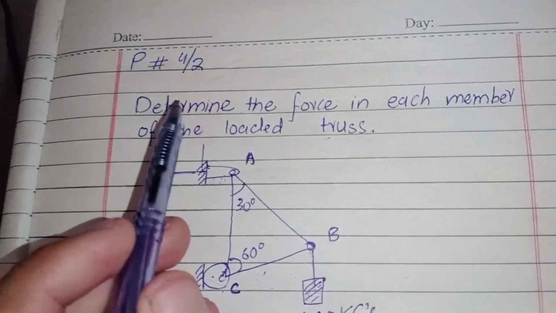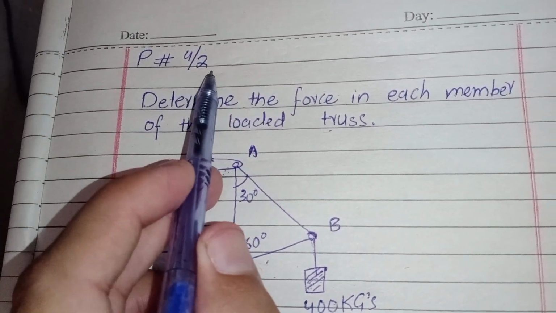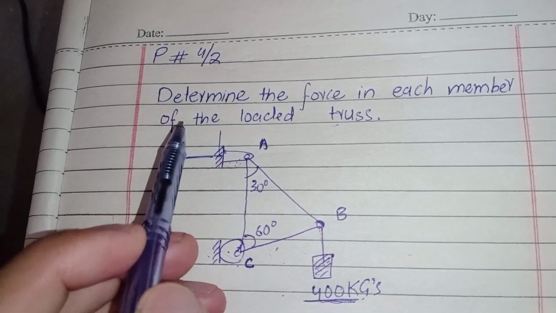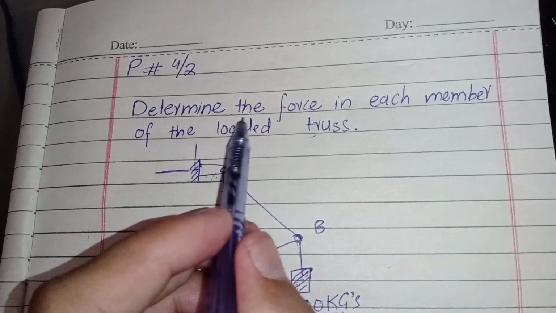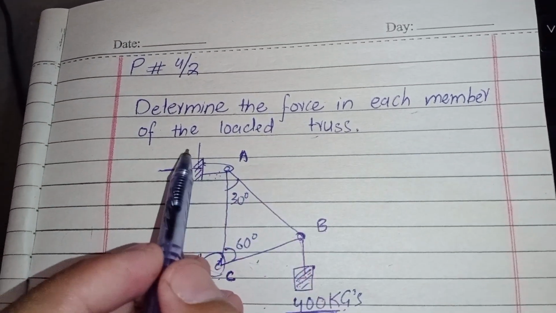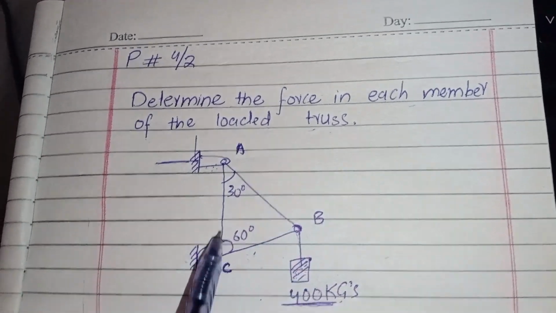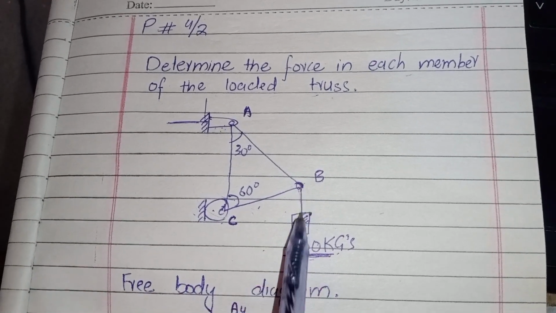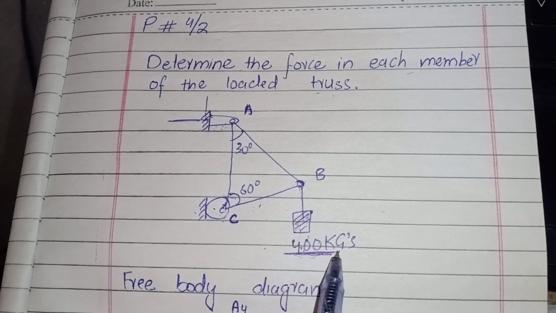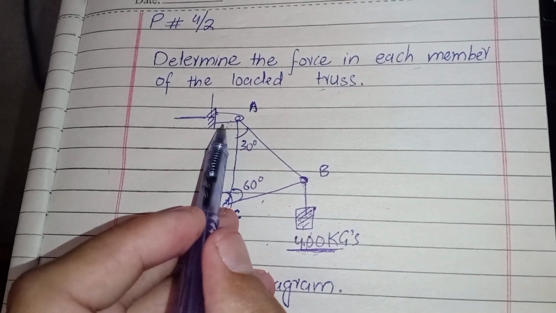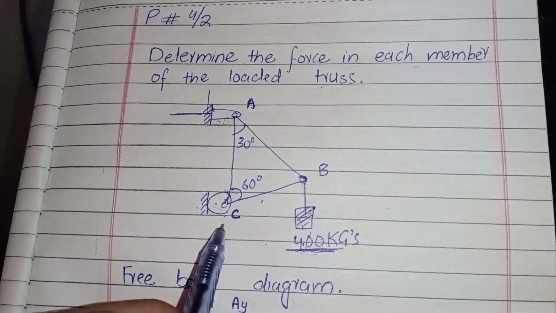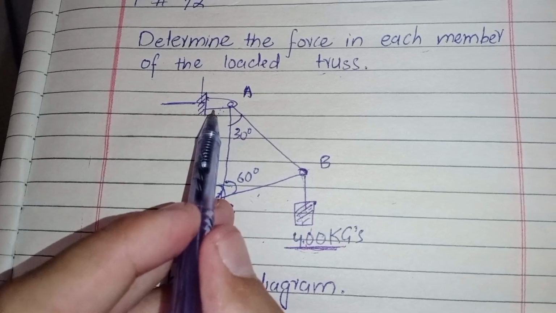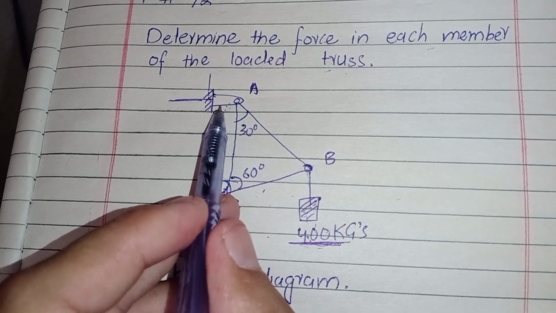Hello, dear students. We have another second problem of engineering mechanics statics. Determine the force in each member of the loaded truss. So this is the truss which is loaded at point B, 400 kgs, and this is hinge support. This is roller support. You have studied that hinge support resists two forces.